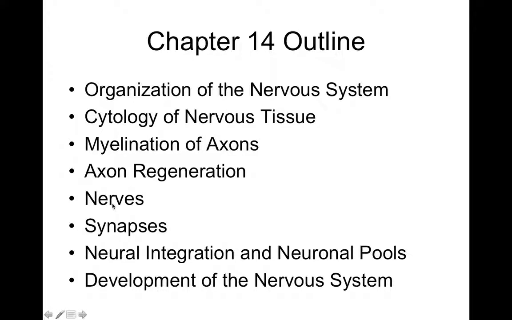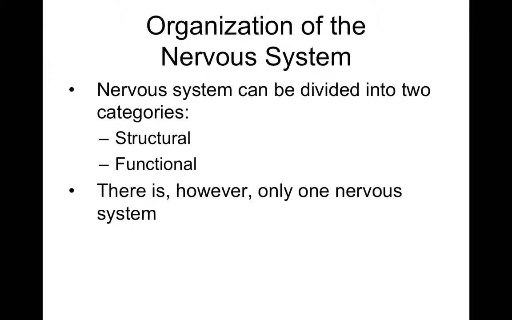We'll talk about the structure of a nerve, right? So not a nerve cell, but the entire nerve, and different types of synapses or points of communication between nerve cells. And then we'll also talk about different types of neuronal pools and something else called the action potential, which we'll wrap up with.